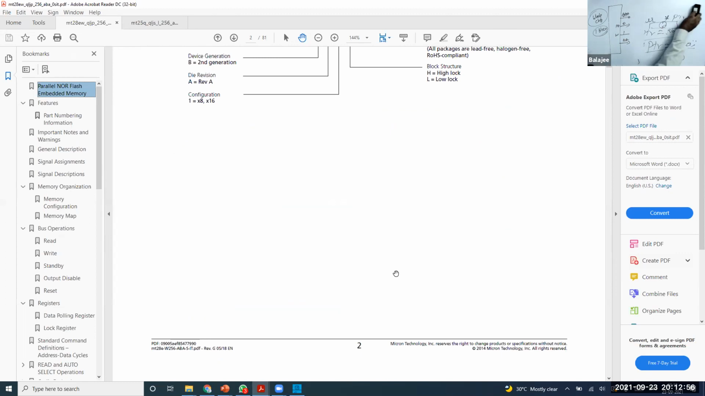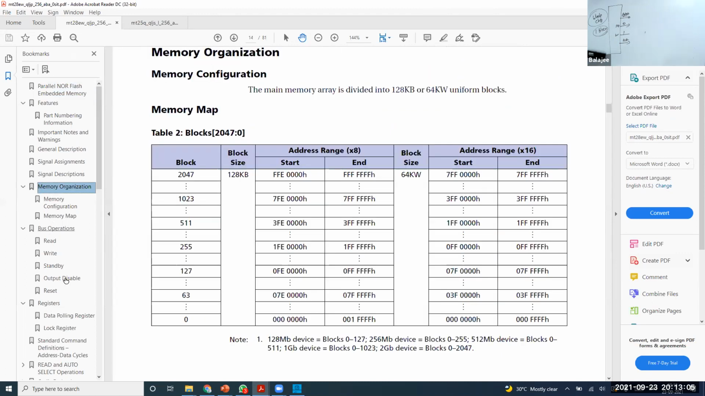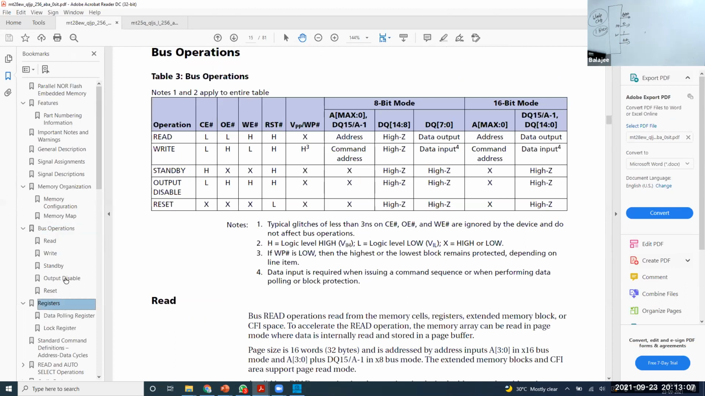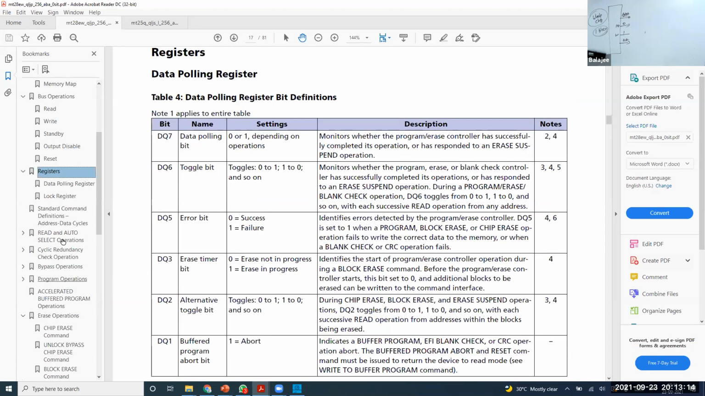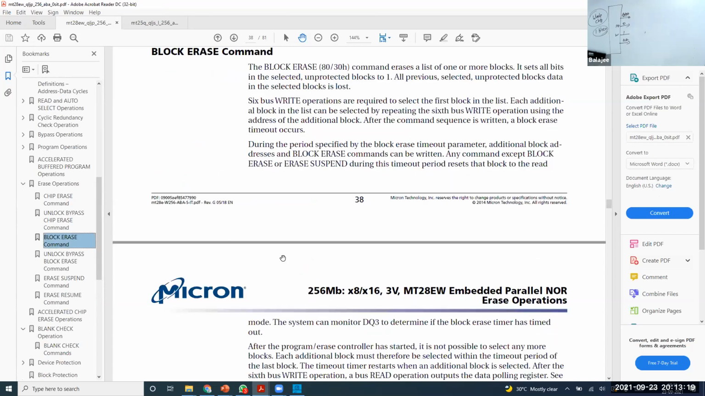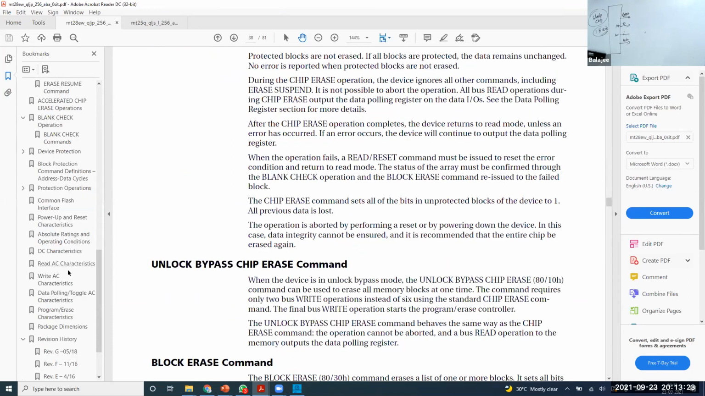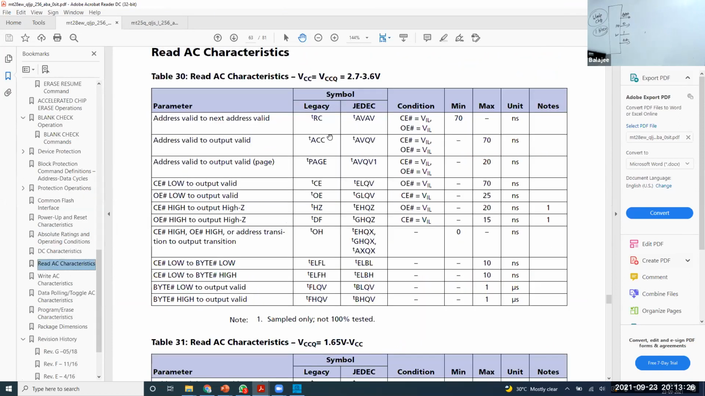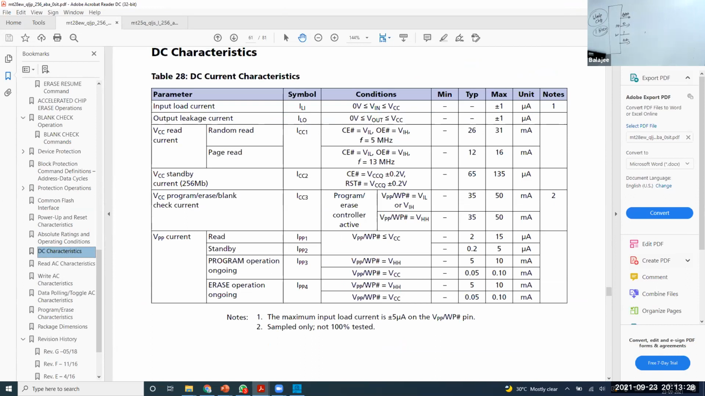See, understand one thing. In your RAM, let me show: I've shown everything, memory organization, bus operation, registers, and the commands which we have discussed already. I just downloaded this from Micron. And we discussed this. And this is the DC characteristics. You see that the DC characteristics is different.